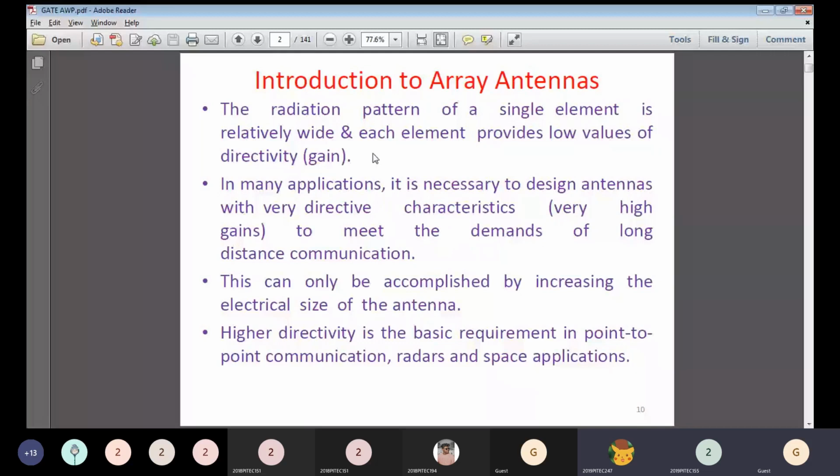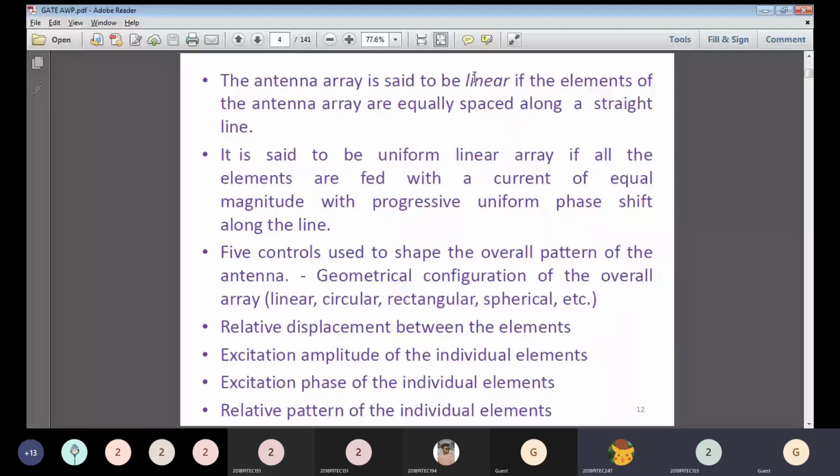Next, the general types. You have two types: one is called the linear array, and the second one is called the uniform linear array. An antenna array is said to be linear if the individual antennas of the array are equally spaced along a straight line. And the uniform linear array is one in which the elements are fed with currents of equal magnitude with uniform phase shift along the line.